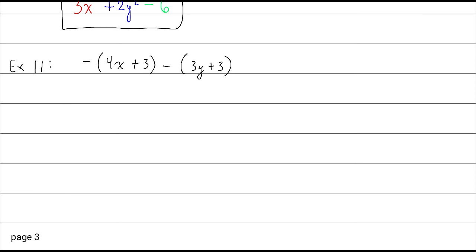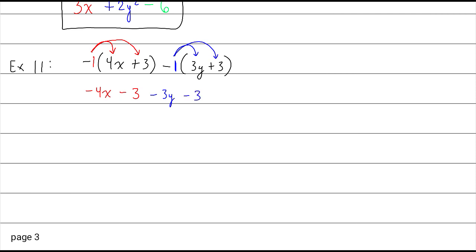So I think the easiest way to see this is to read this minus sign here as a negative 1 that's in front. And then we're going to have to distribute that negative 1. Negative 1 times 4x is negative 4x. Negative 1 times a positive 3 is a negative 3. Over here, we have a negative 1 in front of the parentheses. Negative 1 times 3y is a negative 3y. Negative 1 times positive 3 is a negative 3.